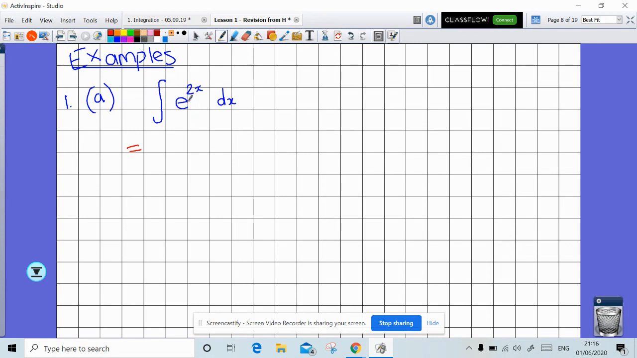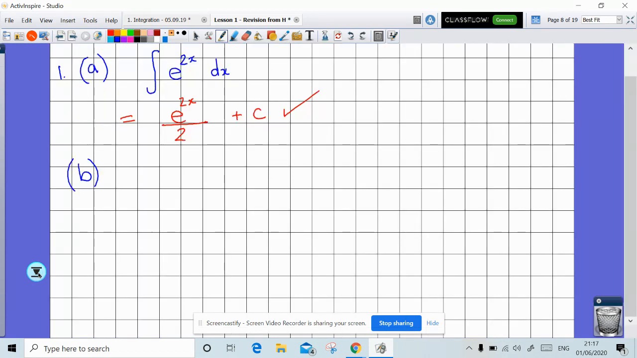Okay, so we've got an exponential here. So when we integrate this, the exponential stays the same, and we're going to divide by the derivative of the power. So if you differentiate 2x, you just get 2. And don't forget about your plus c. And that's that finished. That's as easy as that. There's nothing else we can do to this.